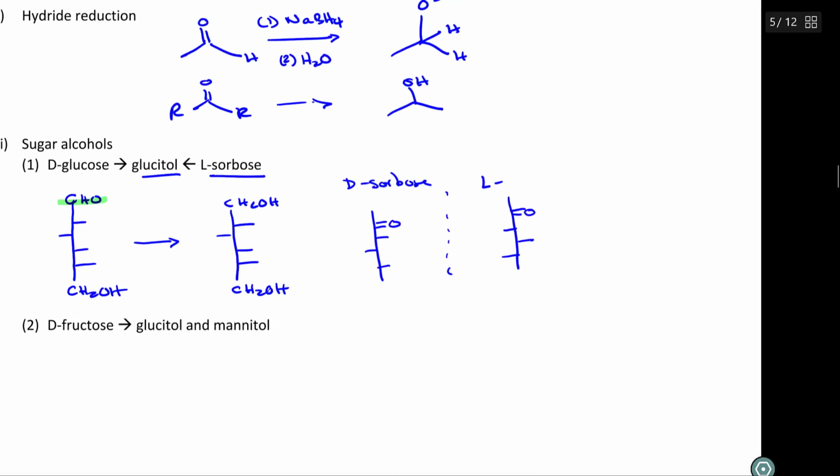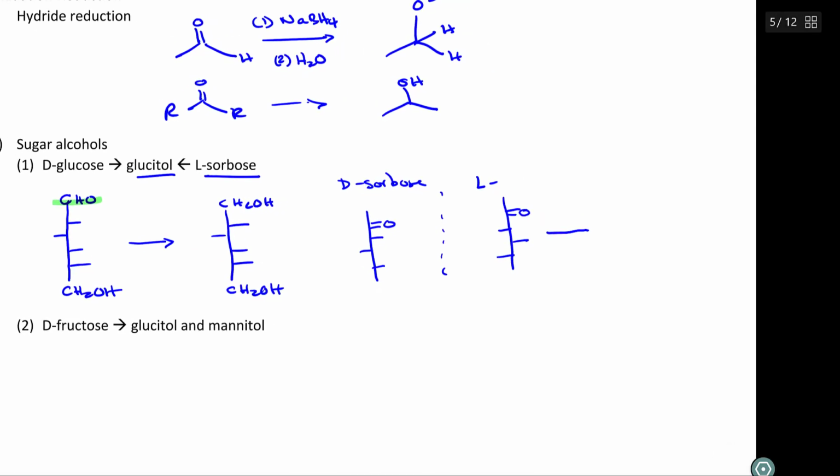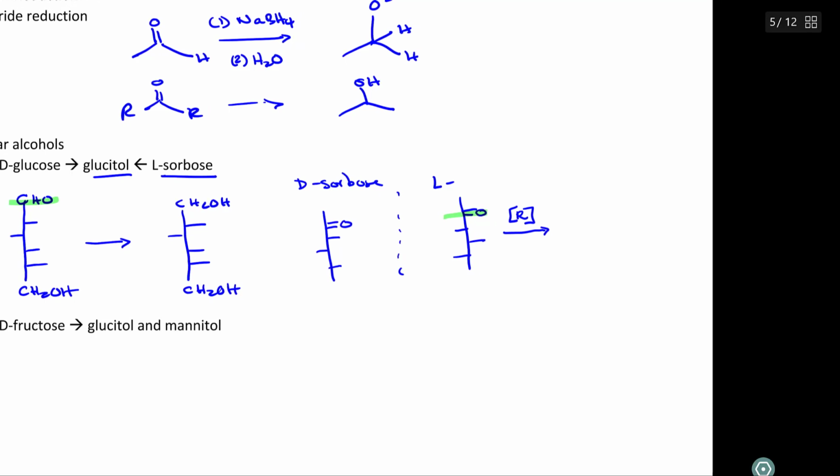Now, if I do a reduction of L-sorbose with sodium borohydride or lithium aluminum hydride, there's actually other ways to do this, but I'm just going to say R. Then you'll convert this functional group into an alcohol. But when you do that, you get both stereoisomers out. So that's going to become both this, sorry, and this. Old habits.